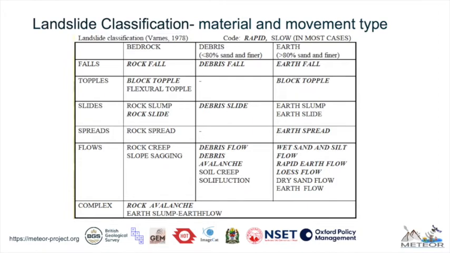Complex landslide has also been added at the bottom of this classification, and it involves two or more of the above landslide types combined together. So in this instance, they've given the example of a rock avalanche or an earth slump, earth flow.